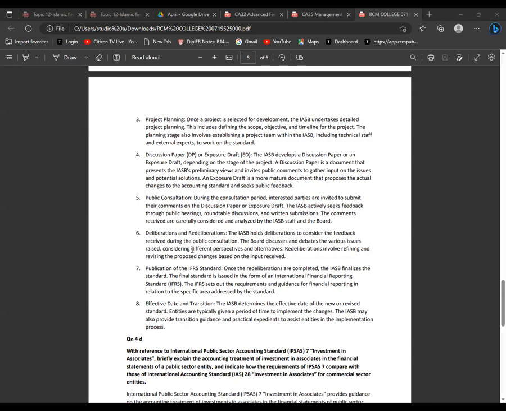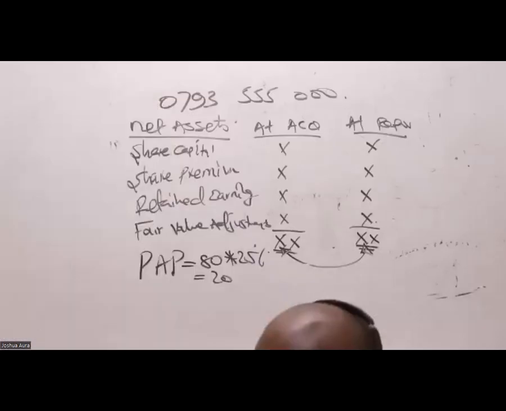Effective date and transition. The ISB determines the effective date of the new or revised standard. Entities are typically given a period of time to implement the changes. The ISB may also provide transition guidance and practical expedients to assist entities in the implementation process. So, ladies and gentlemen, that is what you are required to have done.